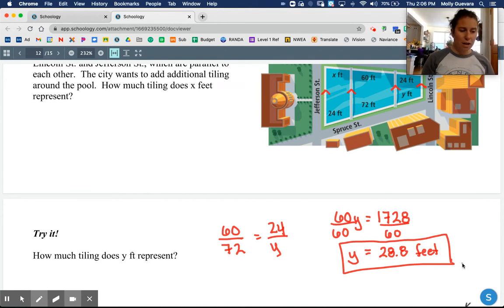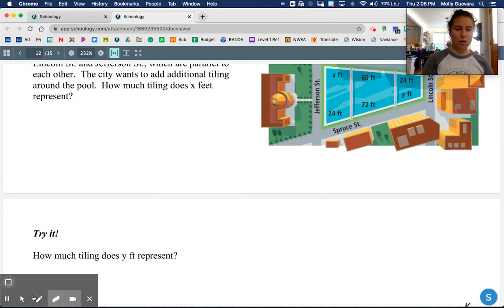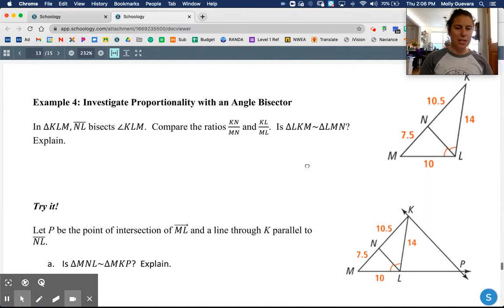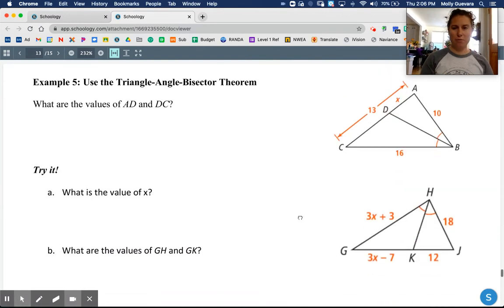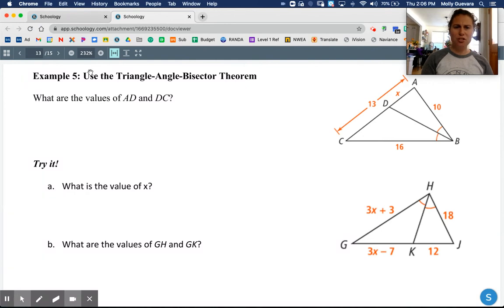So hopefully not too terrible here. Again, the whole lesson is just setting up proportions and solving them. We're going to skip example 4 and go straight to example 5, which is using our last theorem that we haven't used yet, the triangle angle bisector theorem.